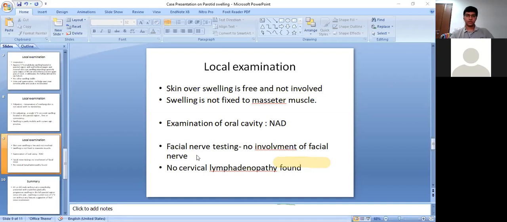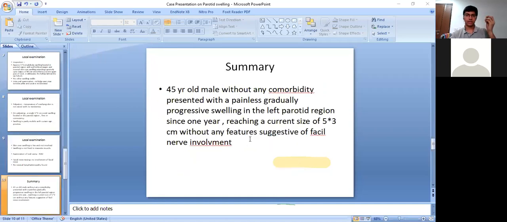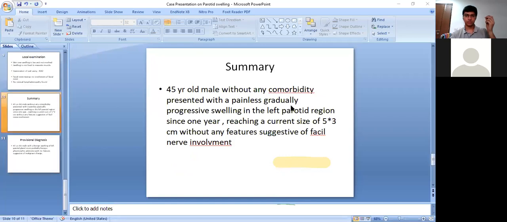No cervical lymph node, no facial nerve involvement. Facial nerve involvement was already tested, all those things: the eyebrows, the closing of the eyes, confirming that the muscle is taut, and again trying to open the eyes, blowing the mouth, angle of the mouth. Okay, no cervical lymphadenopathy. In cases of malignancy, cervical lymphadenopathy can be present, otherwise it's not present. And finally, the summary is the same, without any comorbid facial mass, all these things.